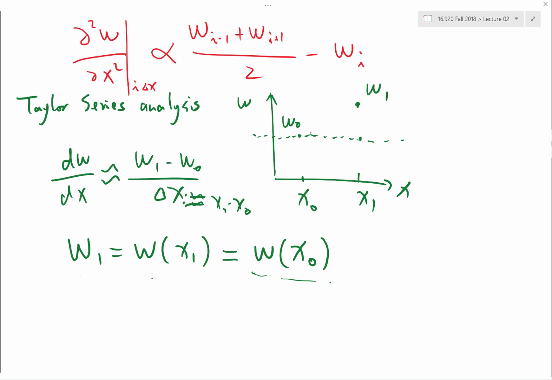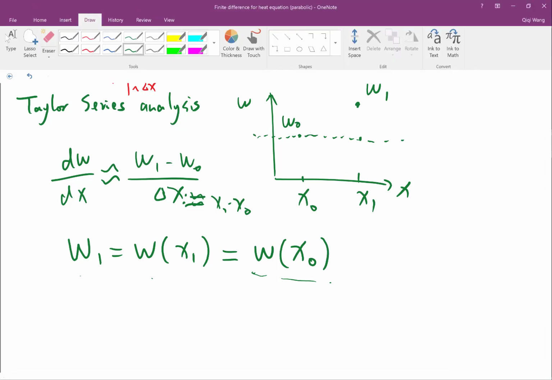So this is called a 0th order approximation. Very crude approximation, works well only when the 2 points are very close. Now, how do I improve on that?